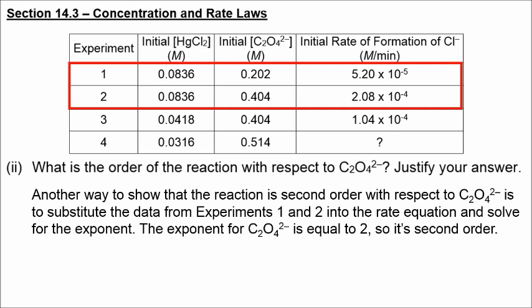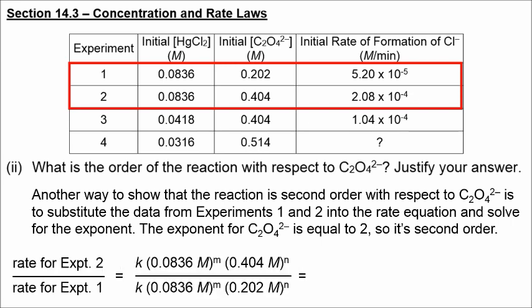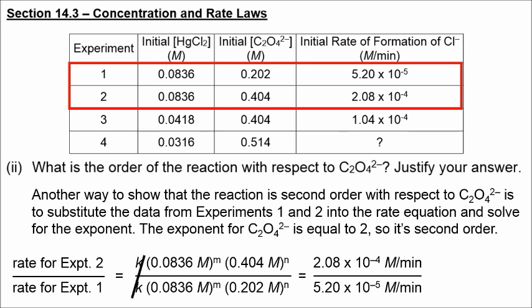Another way to show that the reaction is second order with respect to oxalate is to substitute the data from experiments 1 and 2 into the rate equation and to solve for the exponent. So you can see that we now have an equation that looks like this. 2 to the n power equals 4. So therefore n is 2, and the exponent means that the reaction is second order with respect to oxalate.